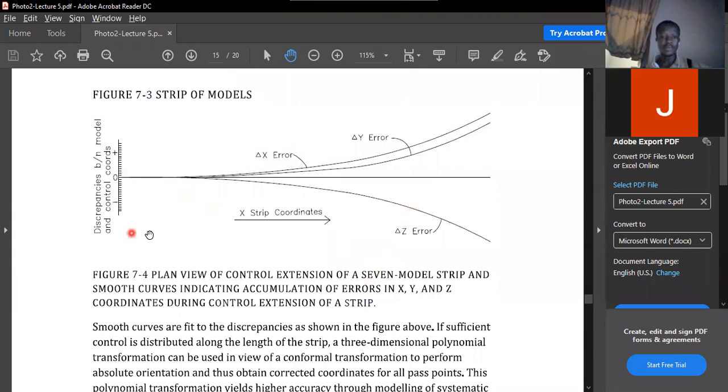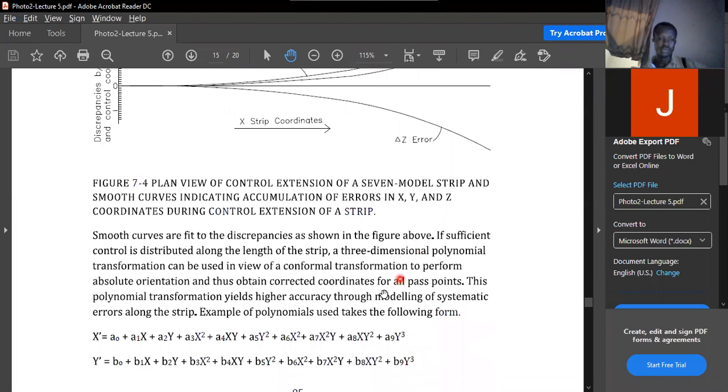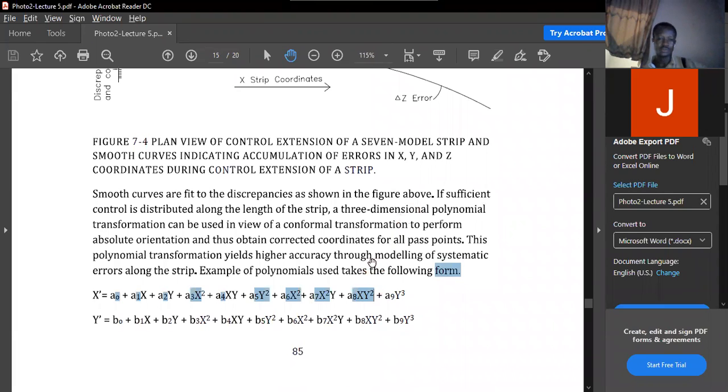The error propagation is such that the more models you add on, the more the error gets propagated, the same way an open traverse also accumulates errors as you go. The way to go about determining the coordinates, or the known coordinates, as you move on is to make use of polynomials, and the polynomial transformation then does the actual correction for you. But you should be careful in the use of polynomials.